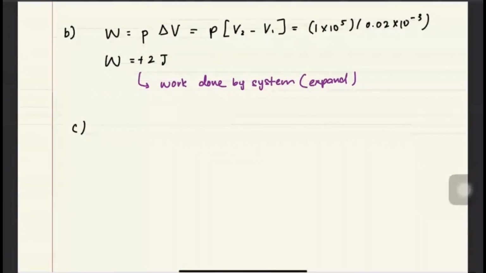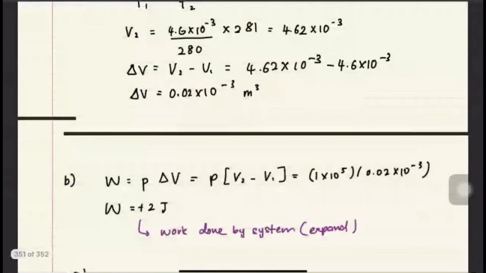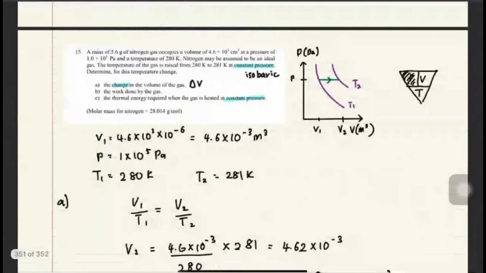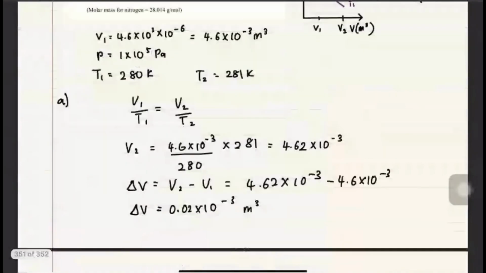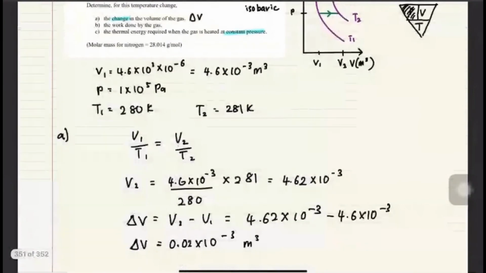Okay, we move on to question C. Dia kata yang C tu, the thermal energy required when the gas is heated at a constant pressure. Thermal energy required when the gas is being heated at a constant pressure. Okay, kamu nak cari apa sebenarnya? Soalan nak cari apa? Thermal energy.